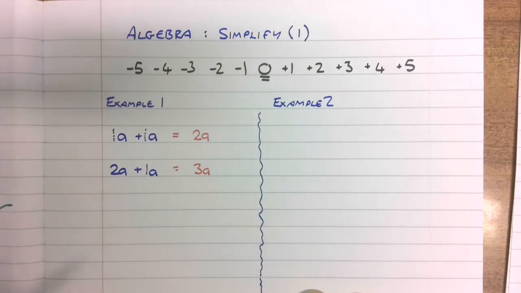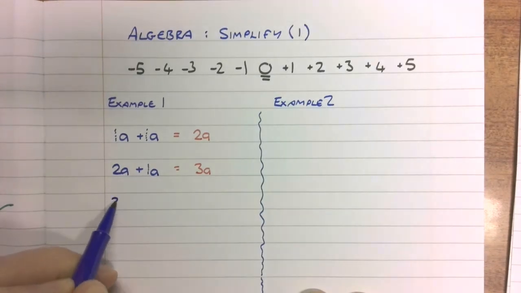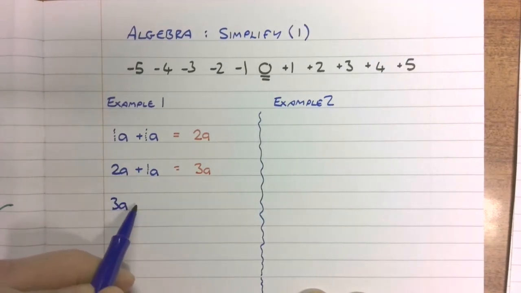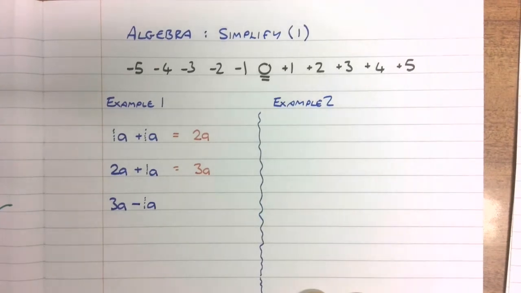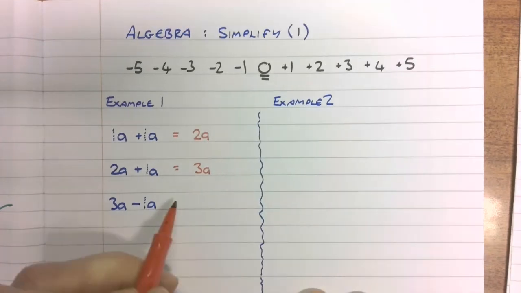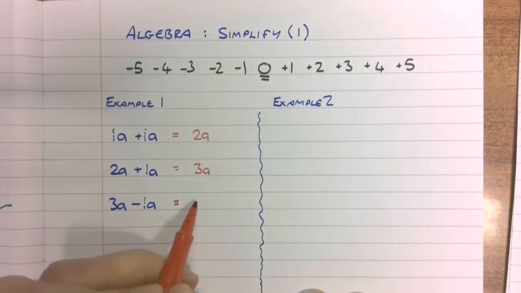So what are we going to do now? Let's have a look at this. So we've got 3 A's. I'm going to take away an A. Remember, that just means 1A. So 3 A's take away 1A is 2 A's.